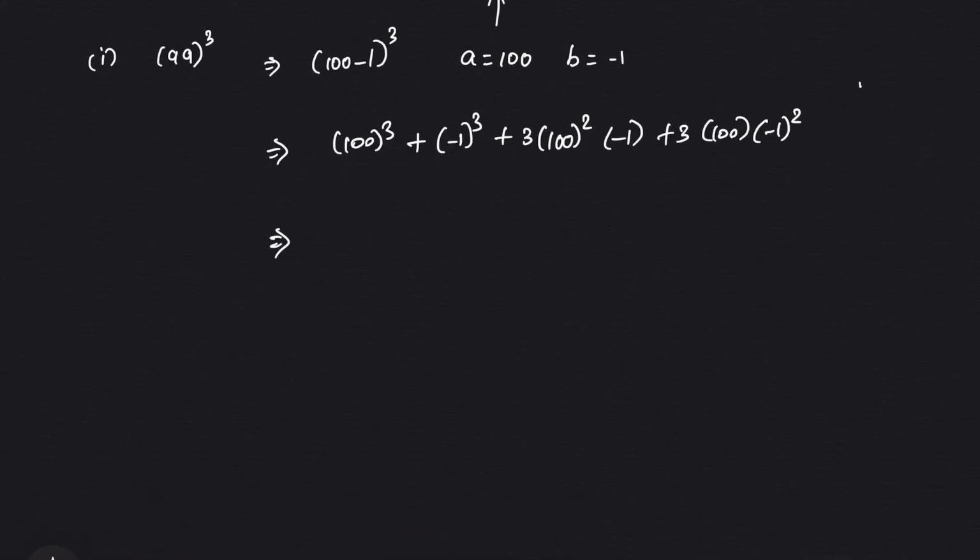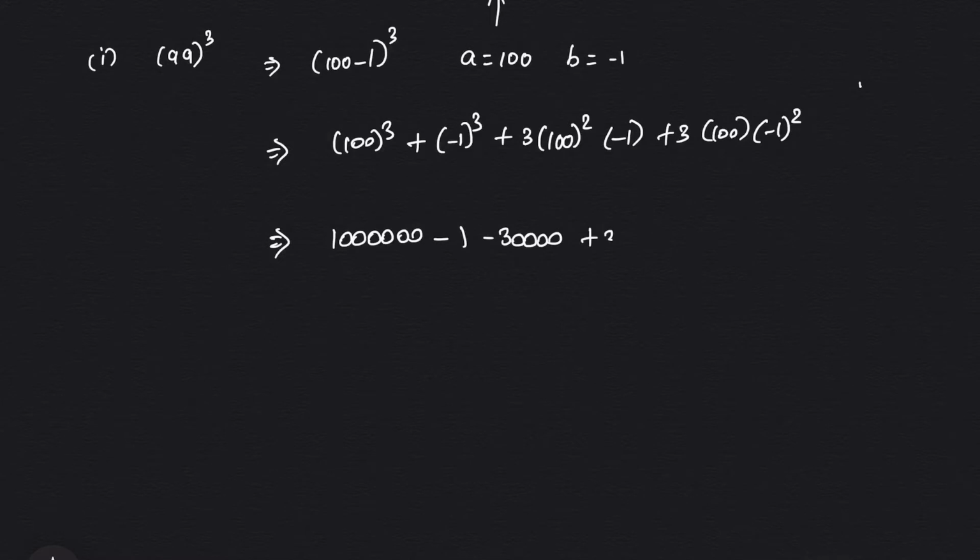100 cube, so it is equal to 10 lakh. Then minus 1 whole cube. So minus power odd number is also minus. Then 1 cube is 1. Then 100 square is 10,000. It is multiplied by 3, we are getting 30,000. It is multiplied by minus 1, so this sign will be negative. Then 3 is multiplied by 100, again minus 1 square. So minus power even is positive only.